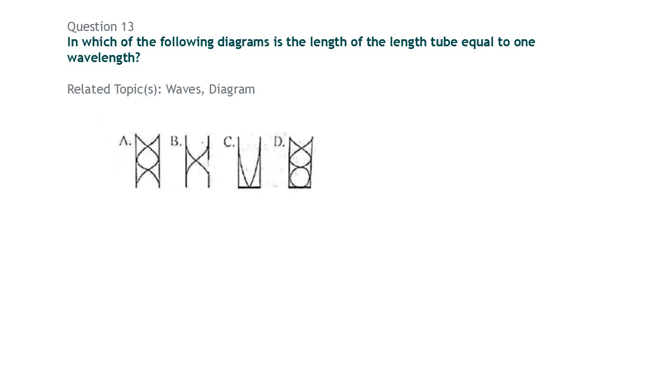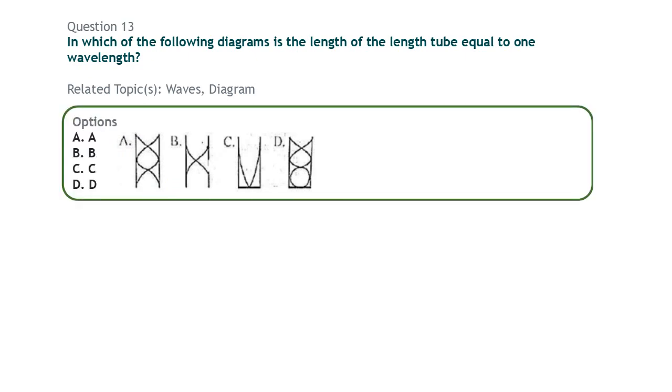Next, we have a diagram here. In which of the following diagrams is the length of the tube equal to one wavelength? Now what you have here is 1/4 of a wavelength. So for us to get one wavelength, we need 4 of that 1/4.